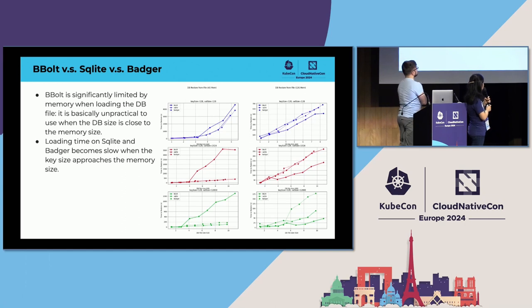And then when the memory is really constrained, really approaching the key index size, then everything just takes forever, which is the top first graph, top left graph.